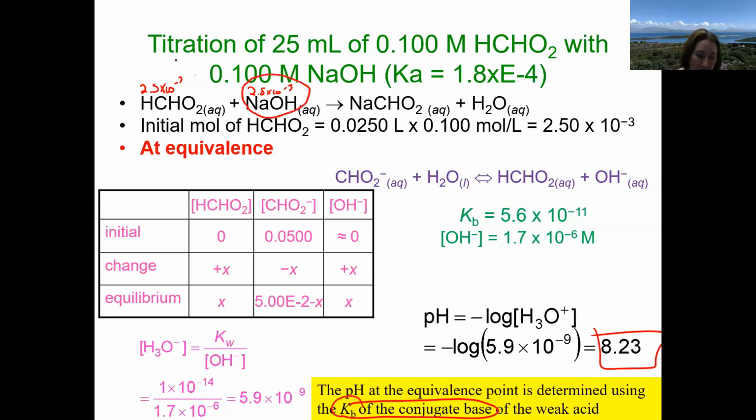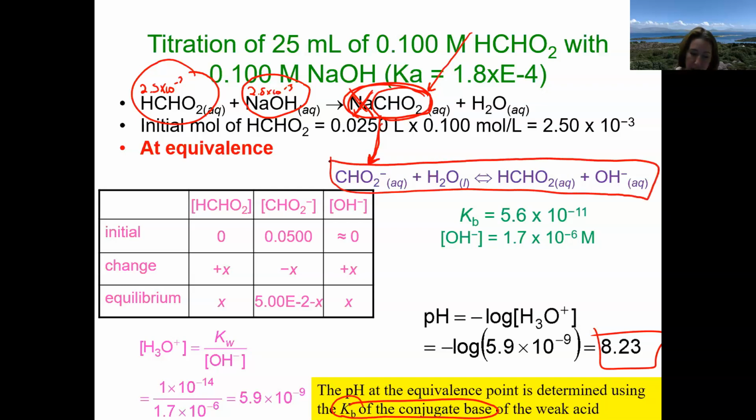So since these are both equal, they are both going to react and they are going to make all this, and water, but we're not going to talk about water. So now we have to say, okay, well, what does this do when we put it in water? The Na is a non-anything to us, right? If it comes from a strong acid or strong base, we just ignore it. So we ignore our Na and it becomes CHO2. We put this in water and that becomes our new problem.